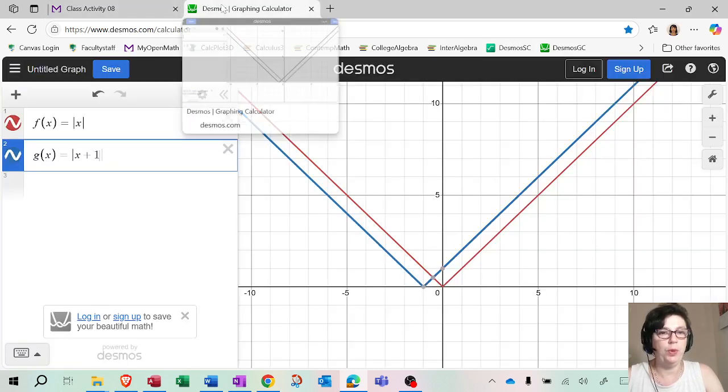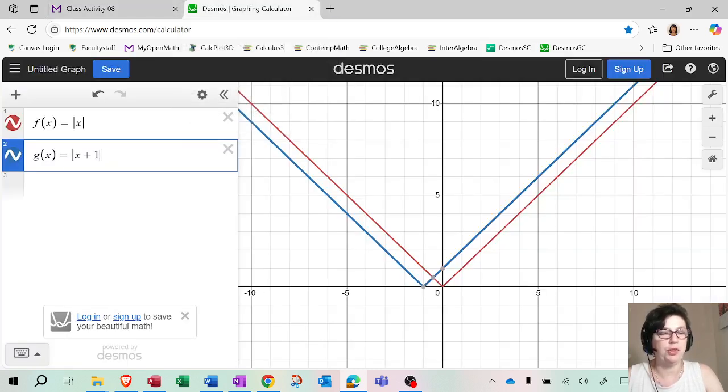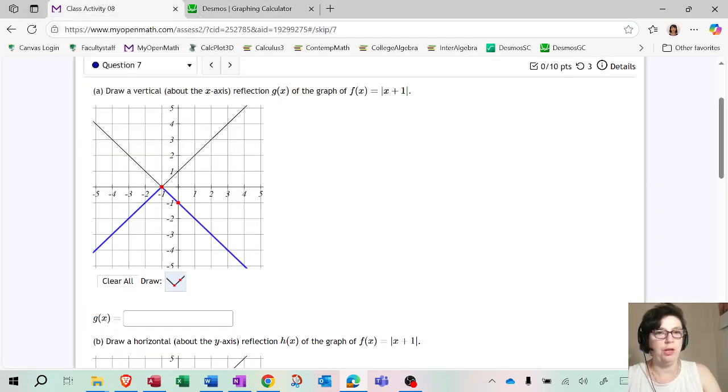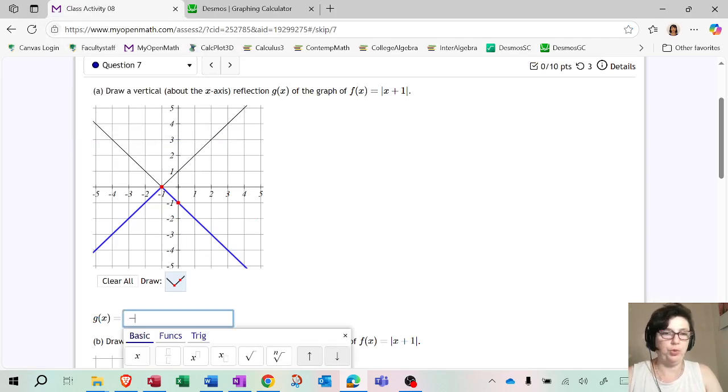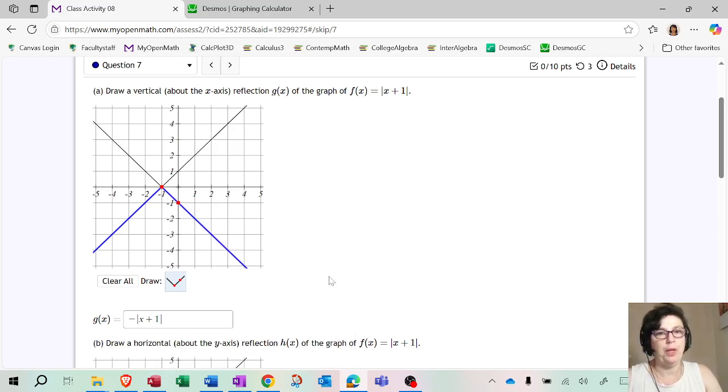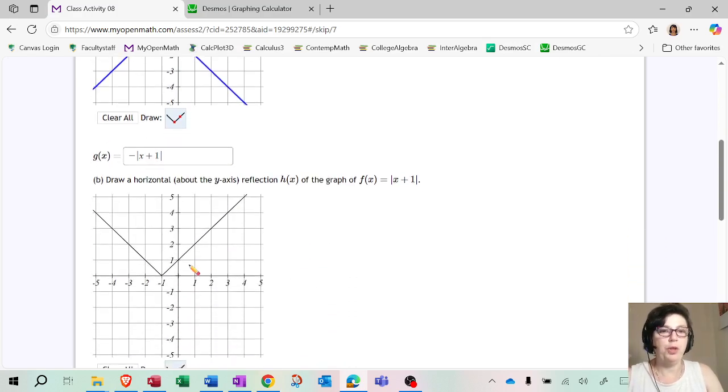Now, what do we do here? How do we get this graph? So all we have to do is just put a minus. So if you start with x plus 1 and then just put a minus in front of your function, in front of the whole thing, that reflects it about the x-axis, okay, also called vertical reflection. So all we have to do is just put a negative in front of our function to do that vertical reflection. Now, for the horizontal, you want to flip it over the y-axis.